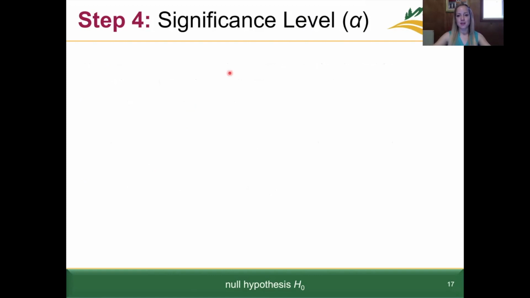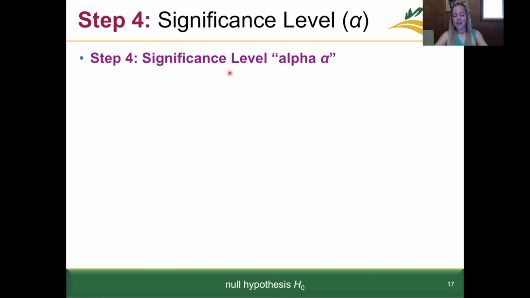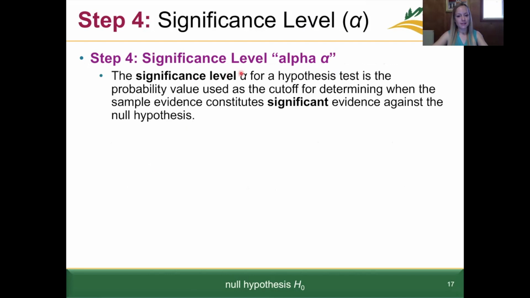So the significance level, or alpha, you have seen this before in chapter 7. Now in the context of chapter 8, the significance level, alpha, for a hypothesis test is the probability value used as the cutoff for determining when the sample evidence constitutes significant evidence against the null hypothesis. So again, alpha, our significance value, is the probability value used to distinguish between whether we have significant evidence or not against our null hypothesis. We will practice with these alpha values to make this definition more clear.